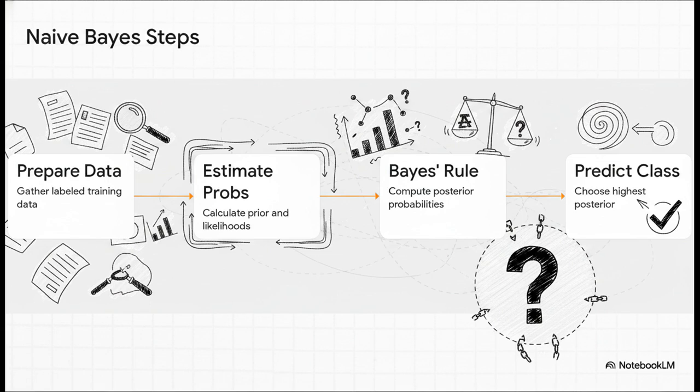But to do all of this at scale and quickly, it makes one massive, naive assumption. It pretends that all of its clues, every single feature it looks at, are completely conditionally independent of one another. Ignoring how features actually interact in the real world is definitely a naive simplification, but it is exactly what makes the math manageable for computers.